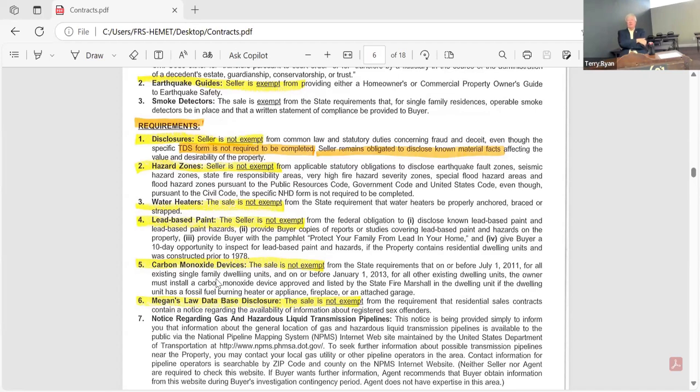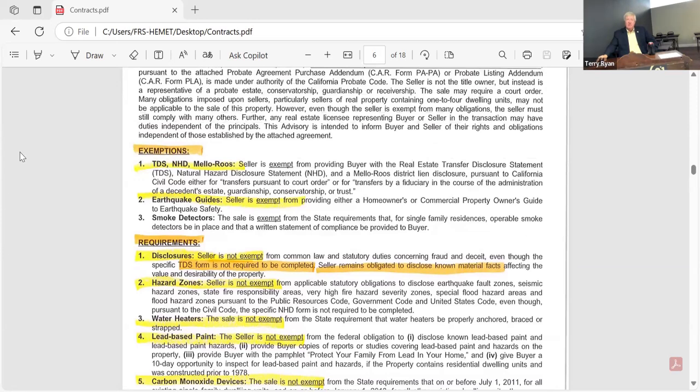Seller is not exempt from obligations to disclose earthquake and fault zones. Now, I think this kind of trips over itself a little bit because up here it says that you do not have to provide an NHD.